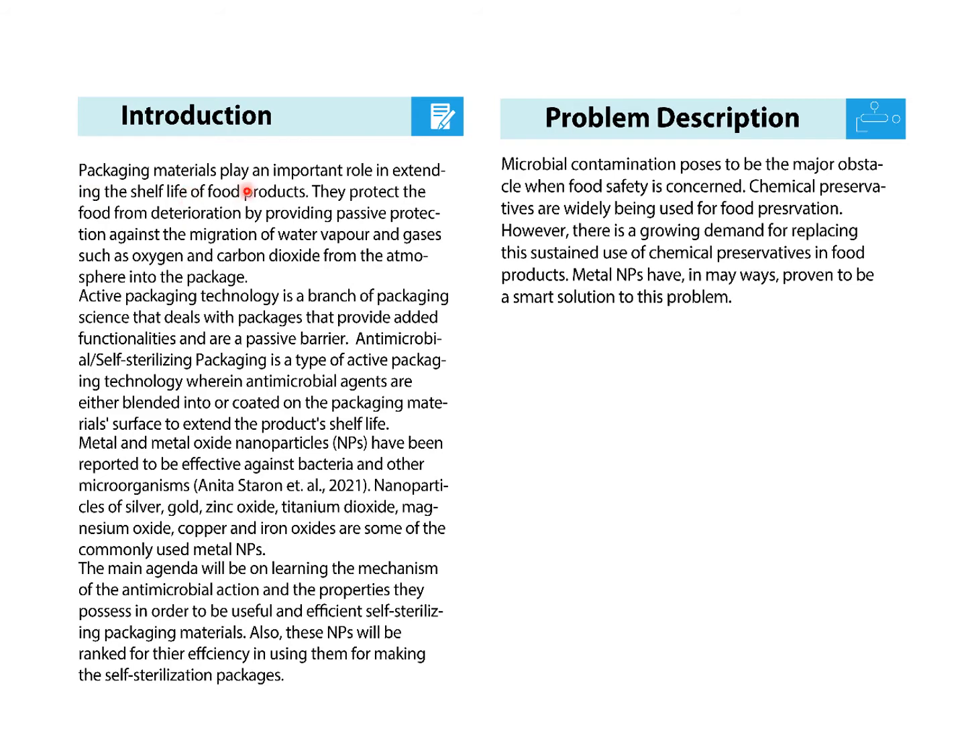Packaging materials play an important role in extending the shelf life of food products. They extend the shelf life and they preserve the quality of food as well. They do so by protecting food from water vapor, oxygen, and carbon dioxide. When we talk about antimicrobial or self-sterilizing packaging, they do so by combating microbes. Microbial contamination is the main problem when food safety and food quality are concerned.